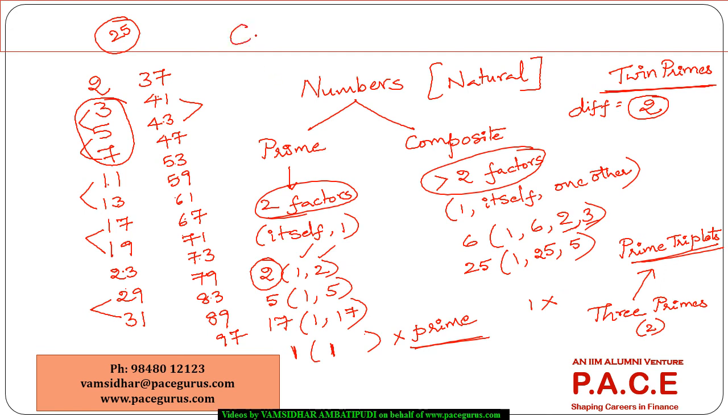And there is another definition that people talk about, which is co-primes. Twin primes are those primes which are separated by a distance of 2. Both of them are prime numbers, but they are separated by a difference of 2. But when it comes to co-primes, both of them need not be prime. Both of them may not be prime at all. Let's say I am talking about the numbers 9 and 25. Both of them are composite numbers, but they are co-primes.